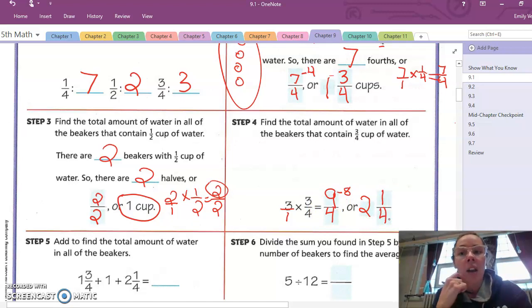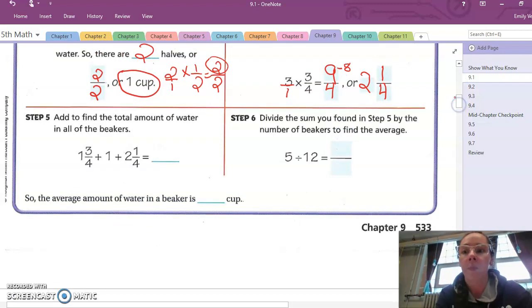Okay. Now if I want to find the total amount of water in all of the beakers, I add. So they took the 1/4 plus the 1/2 cups plus the 3/4 cups. That's what these numbers are. This is what we found here, a whole there and 1 3/4 from the top. Conveniently, it's already in common denominator for us, so we don't have to do anything with that.